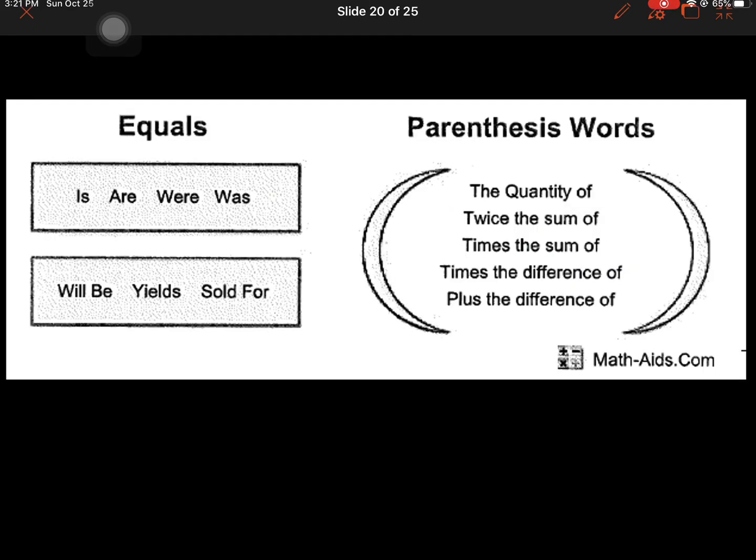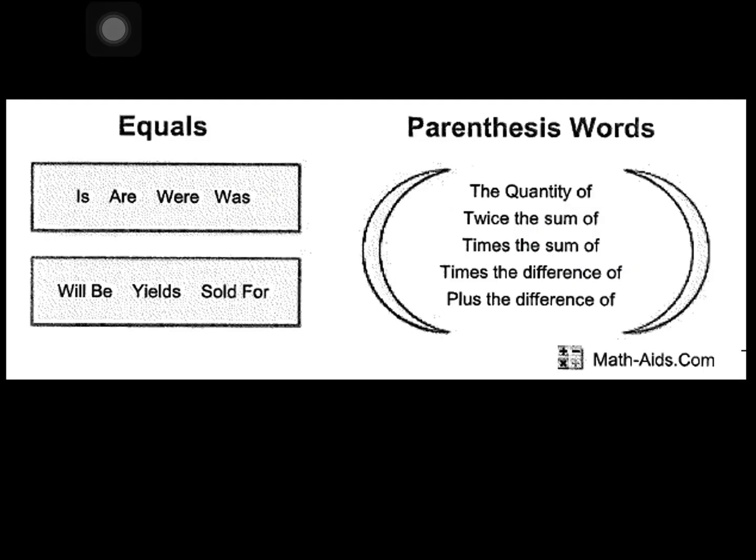Okay, so today what you're going to do, and here are some other words that are also good ones. When you guys hear equals, is, are, were, was, will be, yields, and sold for. Parenthesis words, you guys are going to hear this, and this is kind of important when you guys are doing your IXL lessons, especially next week, I think. If you guys hear the quantity of, or twice the sum of, or times the sum of, or twice the difference of, or plus the difference of, that means you should be doing that group first, and then do whatever they're asking.